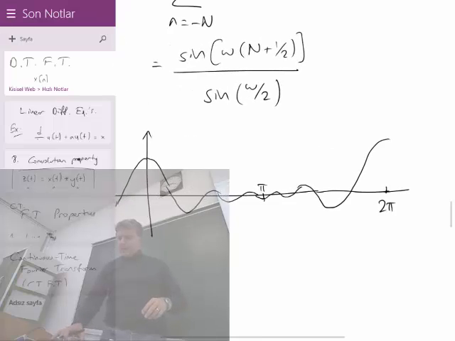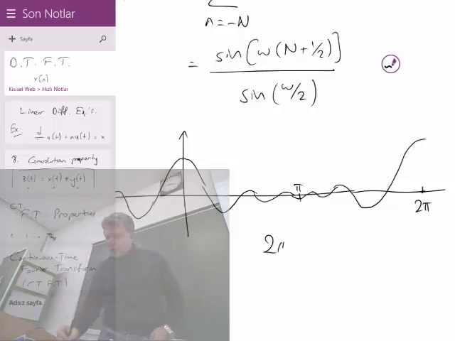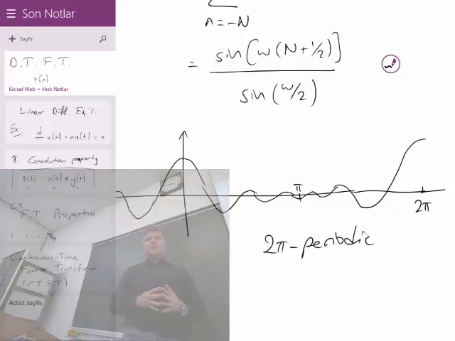So it is decreasing towards pi, increasing back at 2 pi. Towards 3 pi, it will decrease again. Towards 4 pi, it will increase again. So the shape is everything 2 pi periodic. It looks like a sinc, but it's not a sinc. It's a portion of a sinc, sort of, which is repeating itself, because it has to be 2 pi periodic.